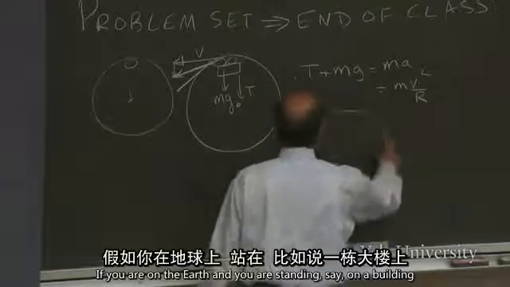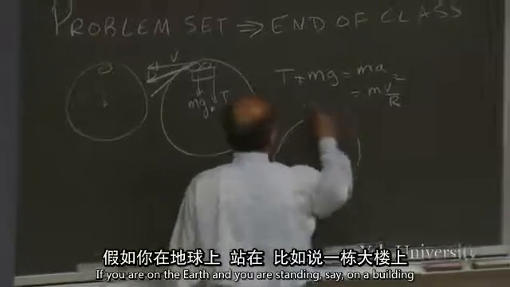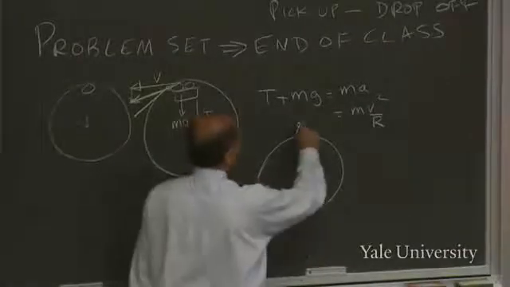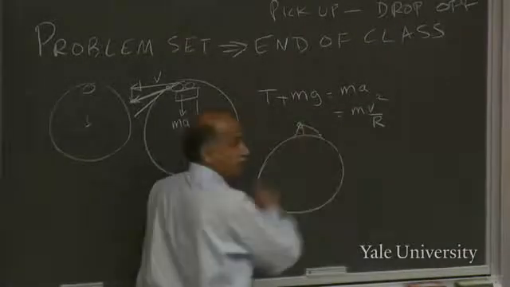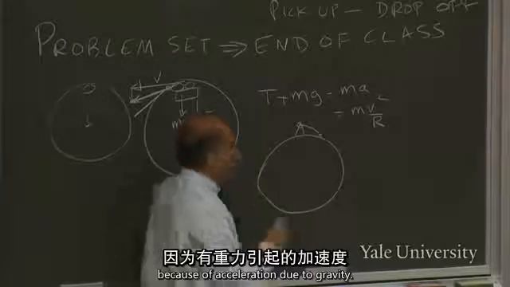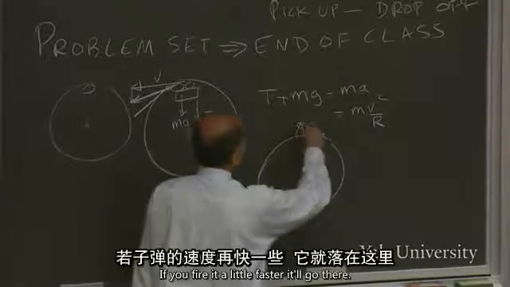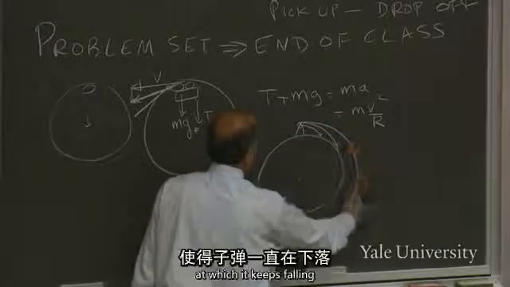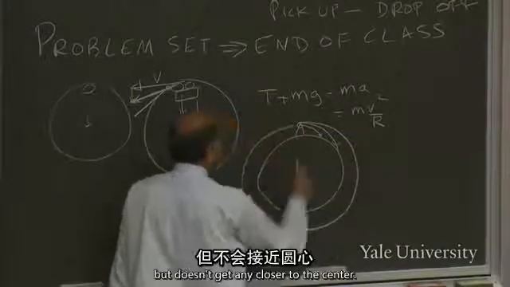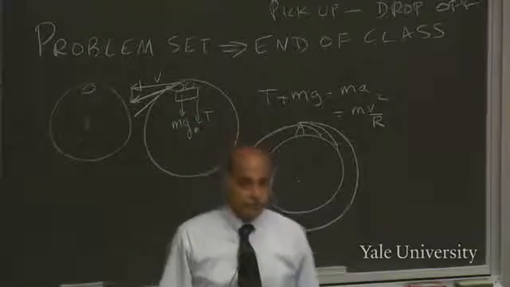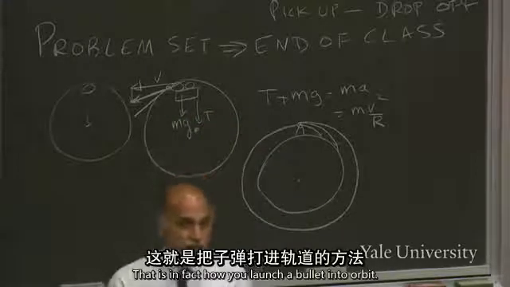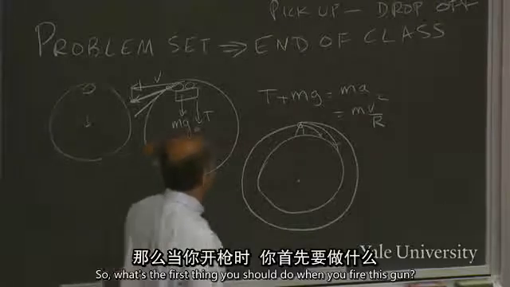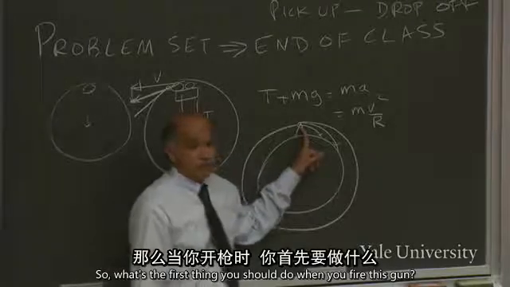If you're on the earth and you are standing, say, on a building, and you fire a gun, it goes like that and it hits the ground because of acceleration due to gravity. If you fire it a little faster, it'll go there. There'll be a certain speed at which it keeps falling but doesn't get any closer to the center. That is, in fact, how you launch a bullet into orbit. So what's the first thing you should do when you fire this gun?